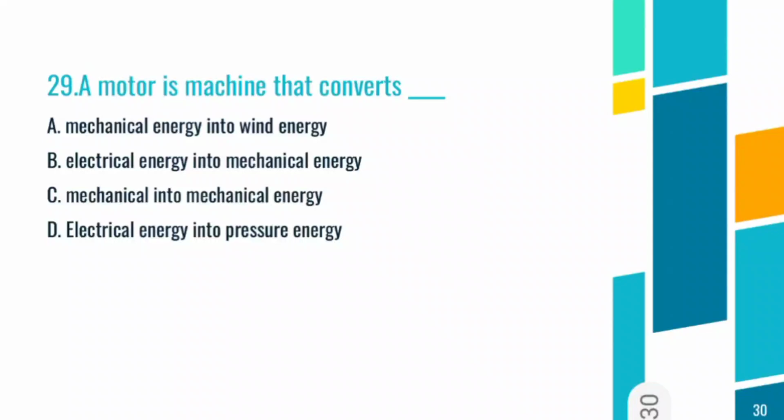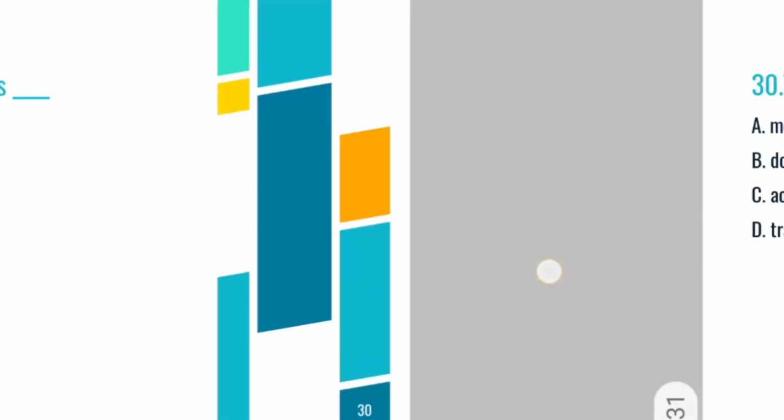Next question. A motor is a machine that converts A, mechanical energy into wind energy. Now, a motor is a machine that converts electrical energy into mechanical energy. B is the answer.